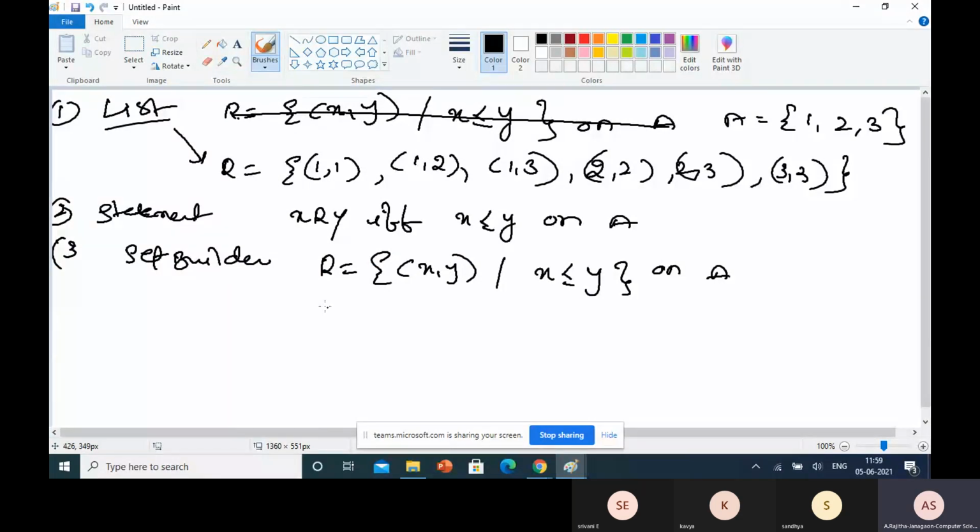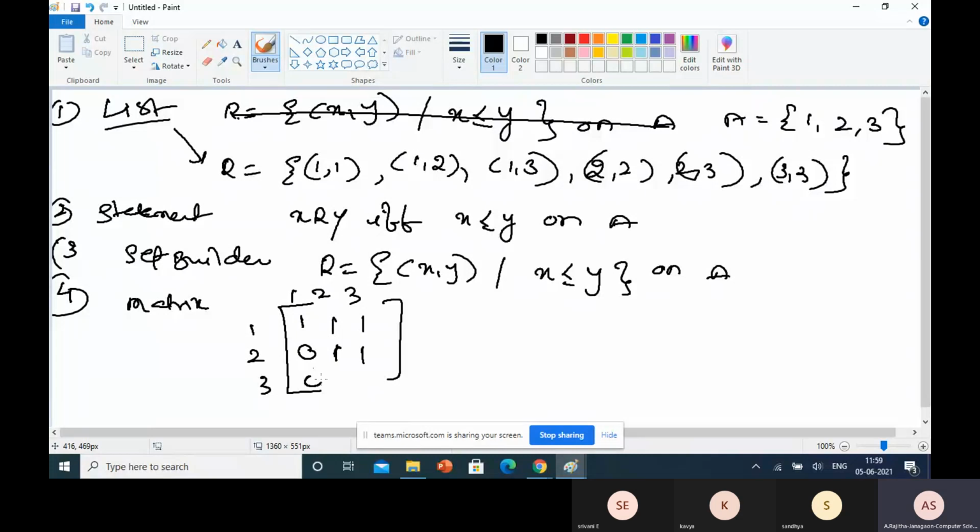Then next, the matrix form. We know that this was already discussed in graph theory. Here 1, 2, 3 are the elements. 1 to 1, here you can write 1. So here 1 to 2, 1 to 3. And 2 to 1, there is no relation because x is not less than or equal to 1. 2 to 2, 2 to 3, here 1. Now this is the relation. So this is the matrix form.